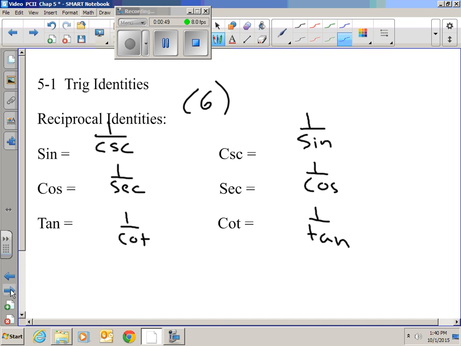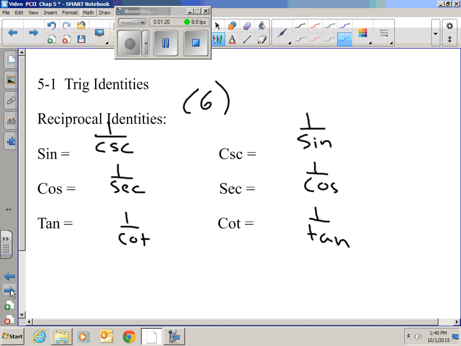These first few identities you already know. The first six are the reciprocal identities. Please make sure you take a minute and get these down into your notes. You already know these from what we did in chapter 4. Sine is the reciprocal of cosecant, cosine is the reciprocal of secant, and tangent is the reciprocal of cotangent, etc. Take a minute, stop the tape, and write these down.